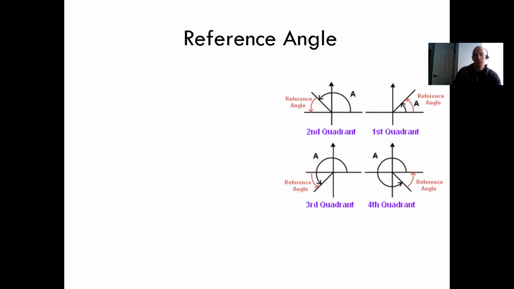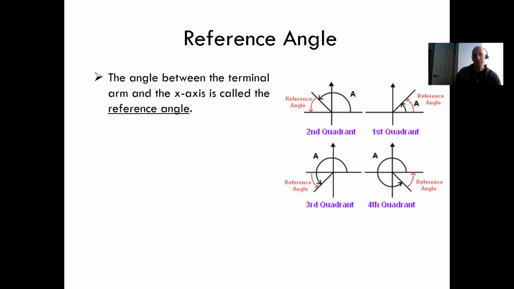Okay, so the big thing here today is learning about this thing called a reference angle. The reference angle is the angle between the terminal arm and the x-axis. What we were doing before is measuring all of our angles from the positive x-axis and going in generally a counterclockwise direction for a positive angle. Now we're saying the reference angle is the angle between the terminal arm and the x-axis, and it's not always just the positive, it could be the negative x-axis as well.